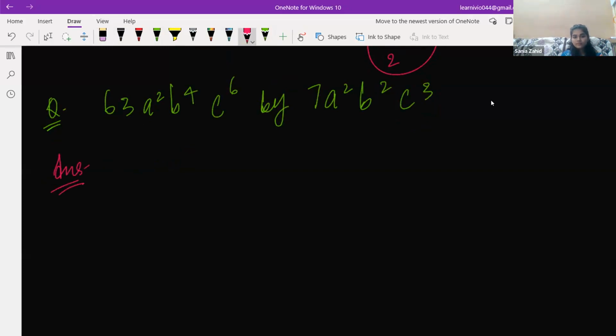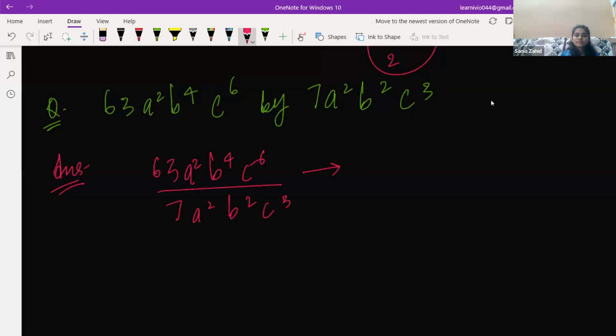So first we should expand it. First, we write it in the expanded form, fraction form. Yeah, so I can write it as 63 a square b 4 c 6 divided by 7 a square b square c cube. Can I write it like this? Yeah. Okay. So how can I factorize it?